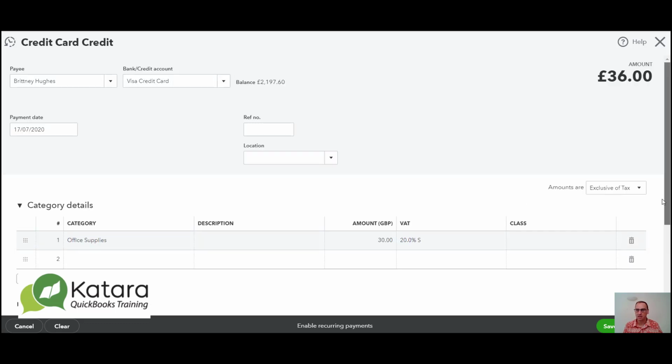I claimed the VAT back on my expense, therefore I would need to return the VAT when I put it through on the credit card credit account. So that's what a credit card credit in QuickBooks will do.